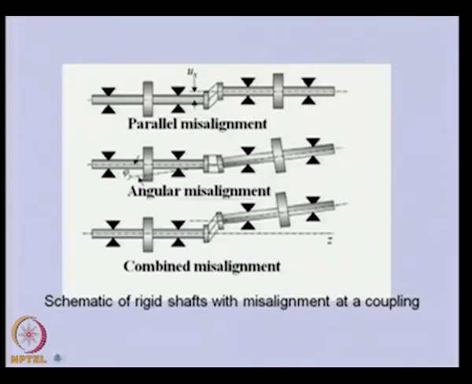So, this we can see here. There are two shafts, rigid shafts, and they are offset by some amount. So, this is parallel: the shaft axes are parallel, but they are offset. So, this is a parallel misalignment. Then another is in which two shafts are having some inclination. So, this is an angular misalignment, but there is no parallel offset. And third is the combination of both parallel as well as angular. So, in this both the parallel and angular misalignments are present.